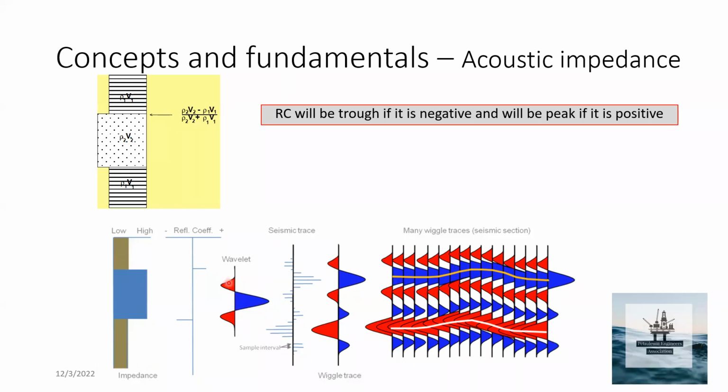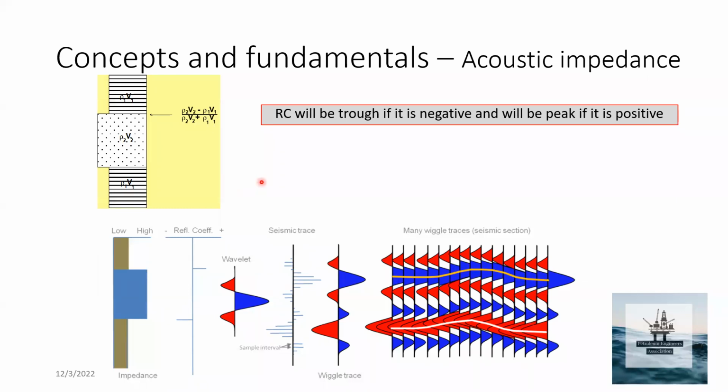This one, the red one. If ρ2V2 is greater than ρ1V1, we will have a peak. So that's how we create the CMP gather, and that's how we create the stack, and that's how we get a peak or trough.